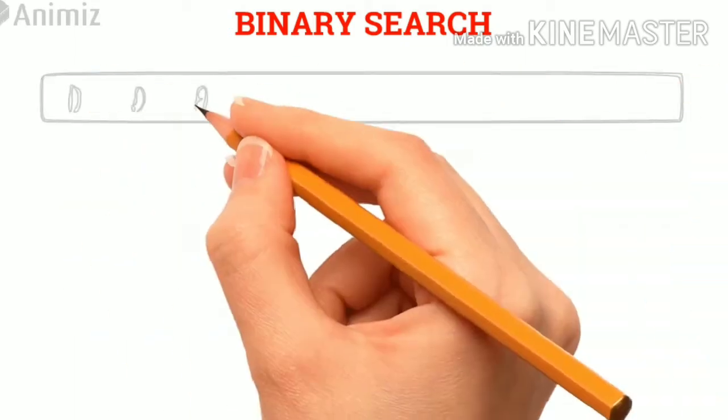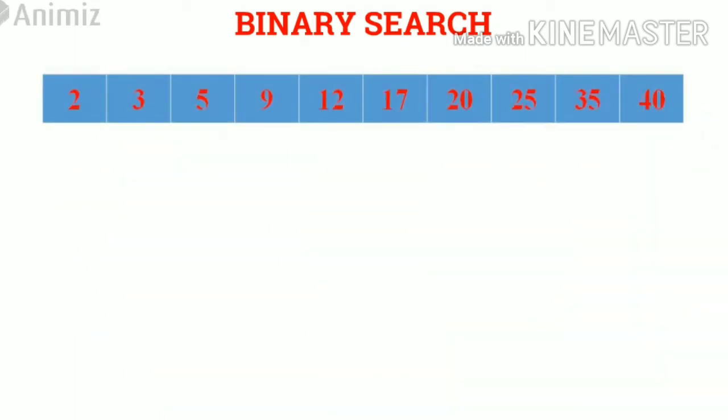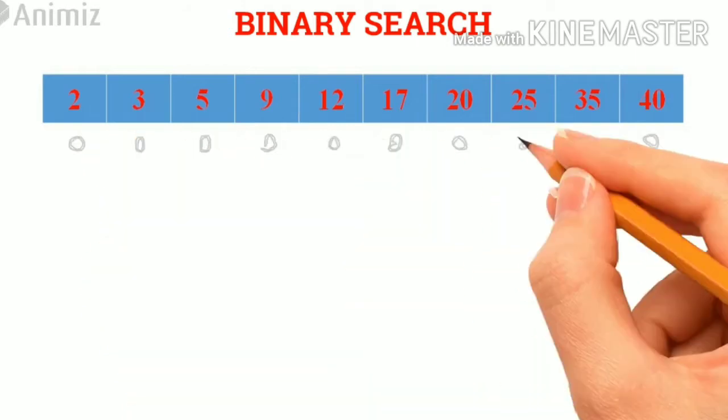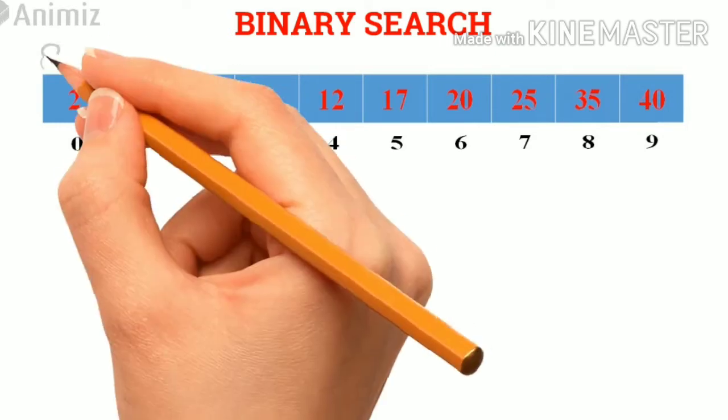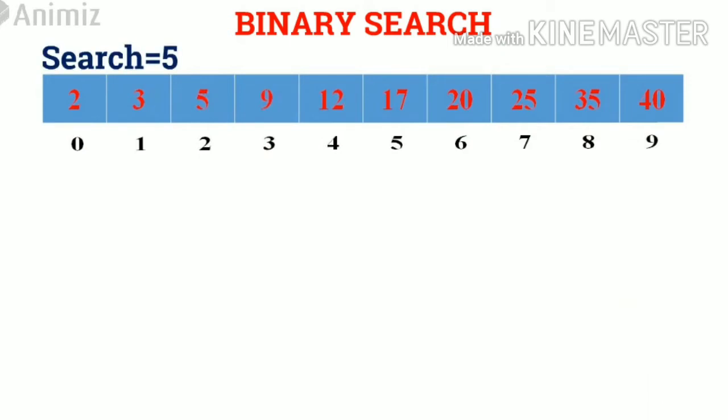Suppose we have 10 different numbers in sorted form. These are 2, 3, 5, 9, 12, 17, 20, 25, 35 and 40. These are stored in the indexes 0, 1, 2 up to 9. At the start we have 0 and at the end we have 9. So in total we have 10 different numbers in sorted order. Now what we have to do is search for a certain element. Suppose we have to search for the number 5.